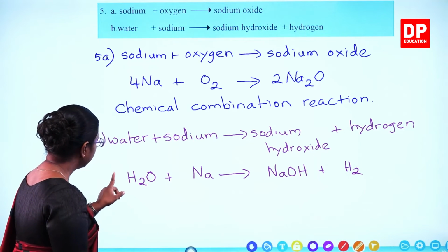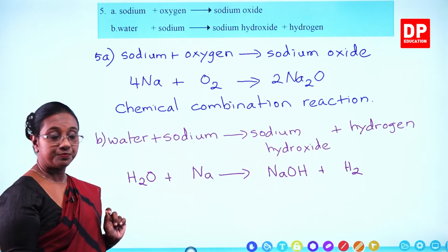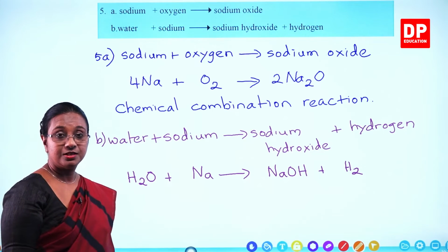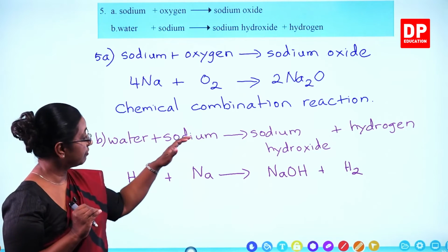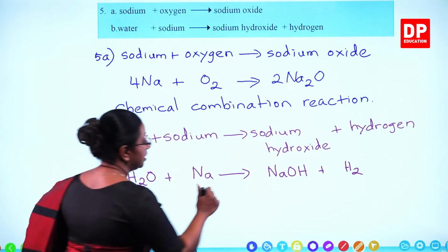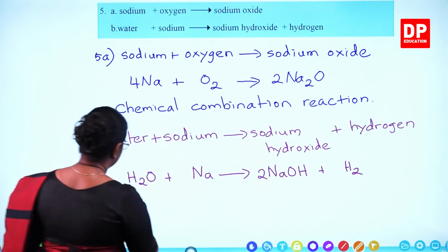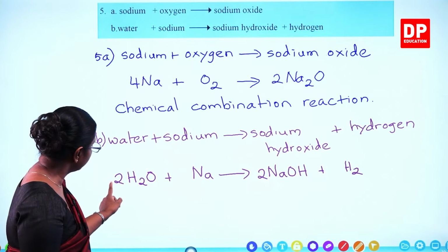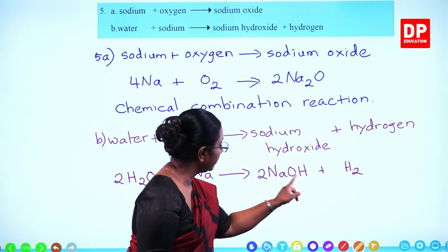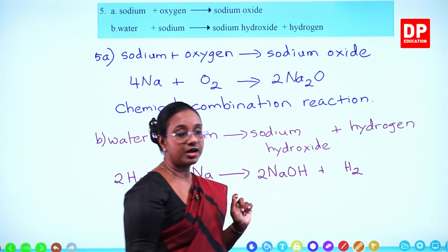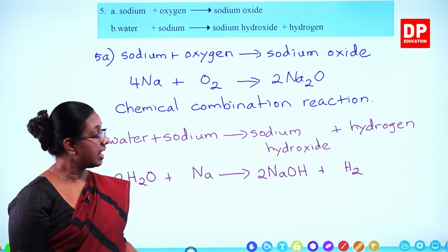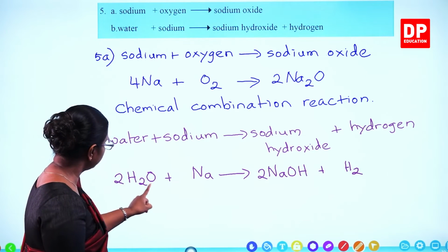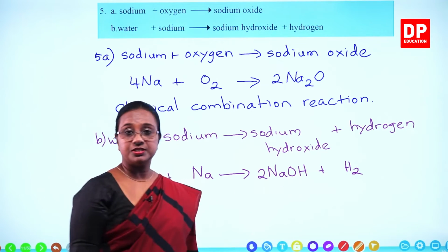The same way, if you put a 2 in front here, 2H2O, there will be 4 hydrogens. So this is slightly different from what we have been doing. You put a coefficient 2 in front of water. 2H2O, so 4 hydrogens. 2NaOH, 2 hydrogens plus 2 hydrogens, 4 hydrogens. Now we need to check oxygen. 2H2O, so 2 oxygen atoms, 2 oxygen atoms.